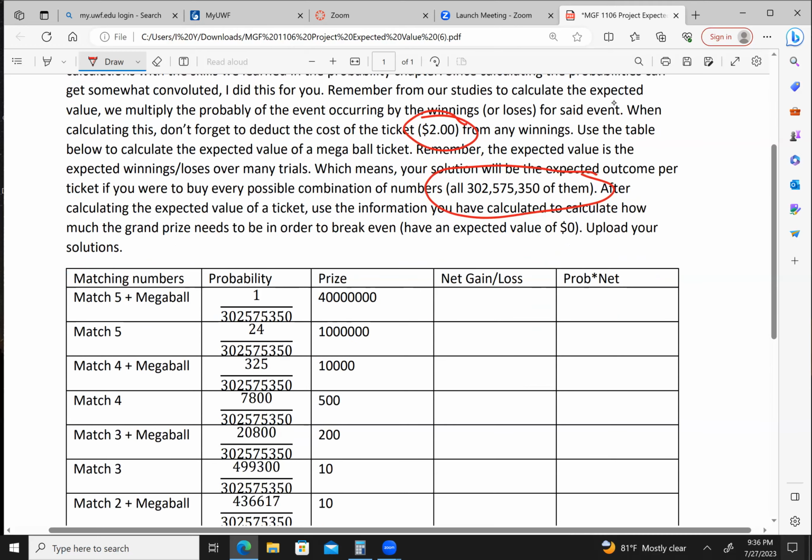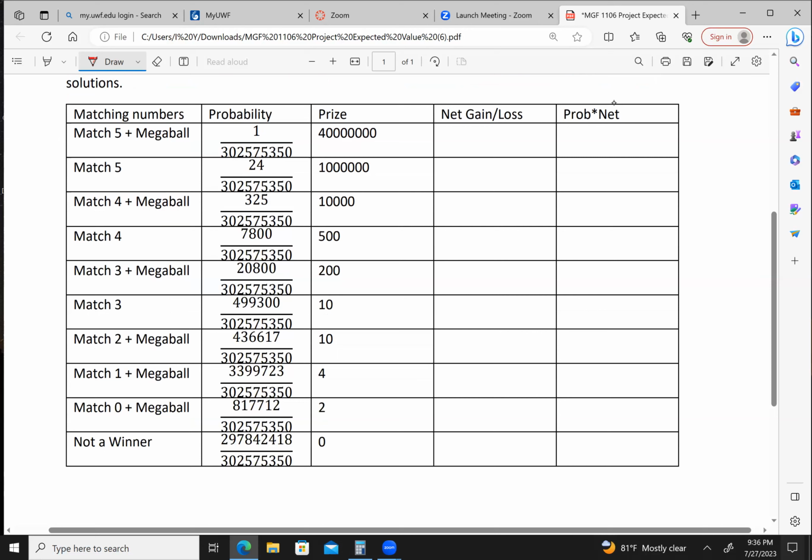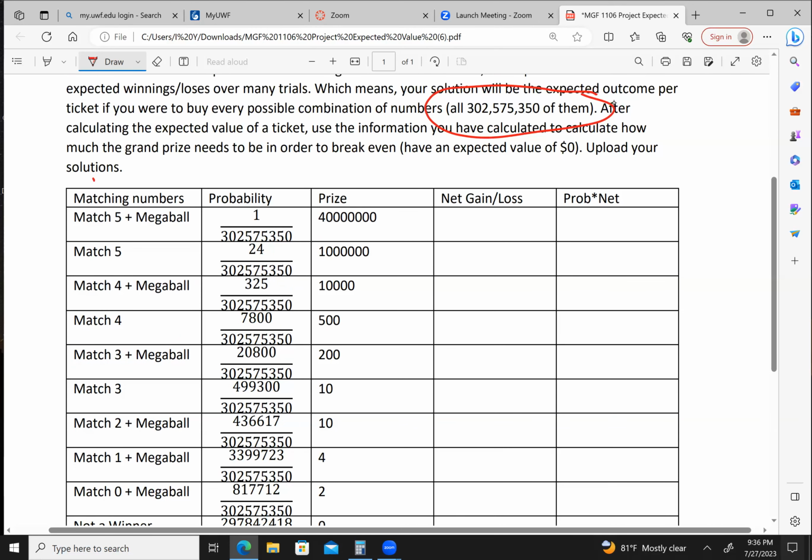So here's what we have. We have the different possible outcomes. So these are our outcomes. This is our probability, this column here. This is how much you win. Again, I stopped at 40 million. There is a purpose to this exercise.